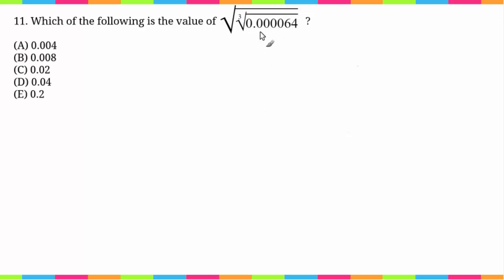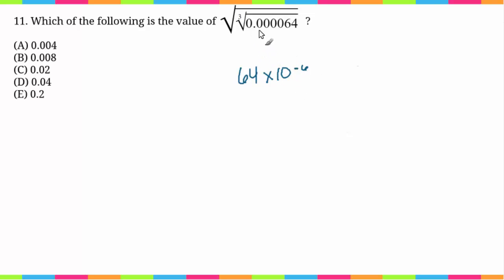So let's go ahead and write this inside in scientific notation. We're not going to write it in the most proper form because we want this to be a 64 instead of a 6.4, which would be the proper form of scientific notation. In order to get this to be a 64, we're going to move this decimal 1, 2, 3, 4, 5, 6 places to the right. So we're going to rewrite this as 64 times 10 to the negative 6.